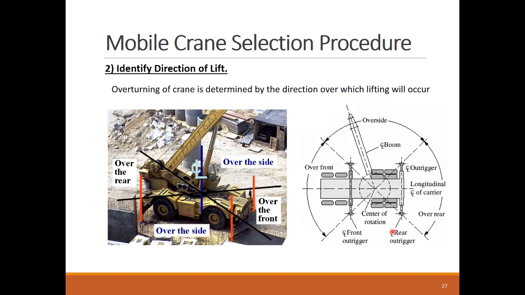The second step is to identify the direction of the lift with respect to the 4 quadrants of the crane. There are 4 quadrants around the crane: center of rotation, 2 overside quadrants, an over front quadrant, and an over rear quadrant. The load capacity of the crane depends on the quadrant position of the boom. Usually the crane has the highest lift capacity when the boom operates within the front quadrant.